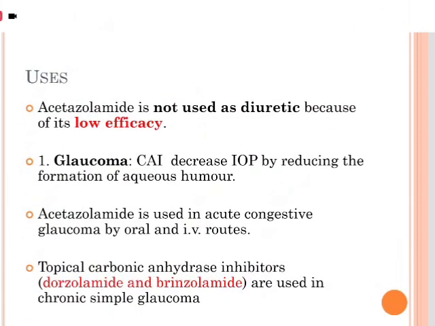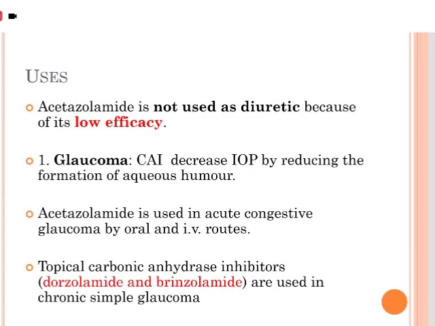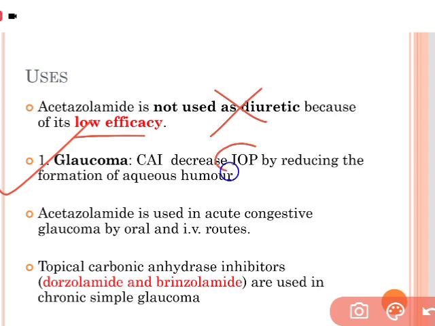Now, acetazolamide is not used as a diuretic. Why? Because of low efficacy. Now, what are the therapeutic uses? It is used in the treatment of glaucoma. Carbonic anhydrase inhibitor decreases the intraocular pressure by reducing the formation of aqueous humor. So acetazolamide is used in acute congestive glaucoma, by oral or IV routes.